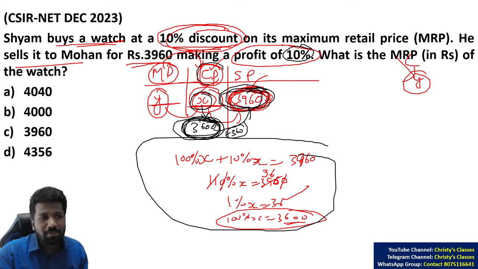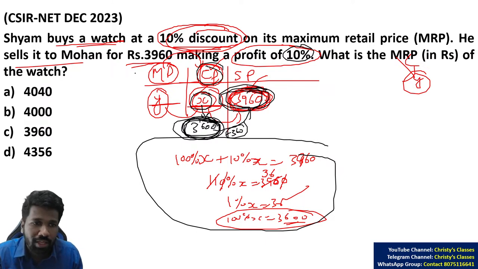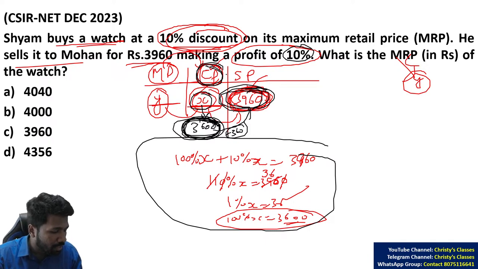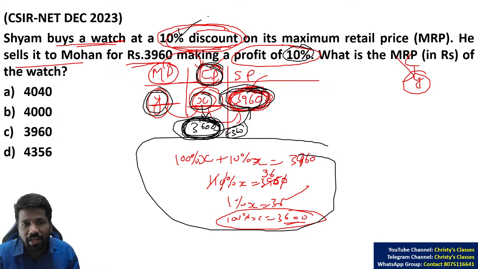So the investment he is making, who? The investment Shyam is making is 3600. The cost price of Shyam is 3600. That is actually after getting 10% discount.